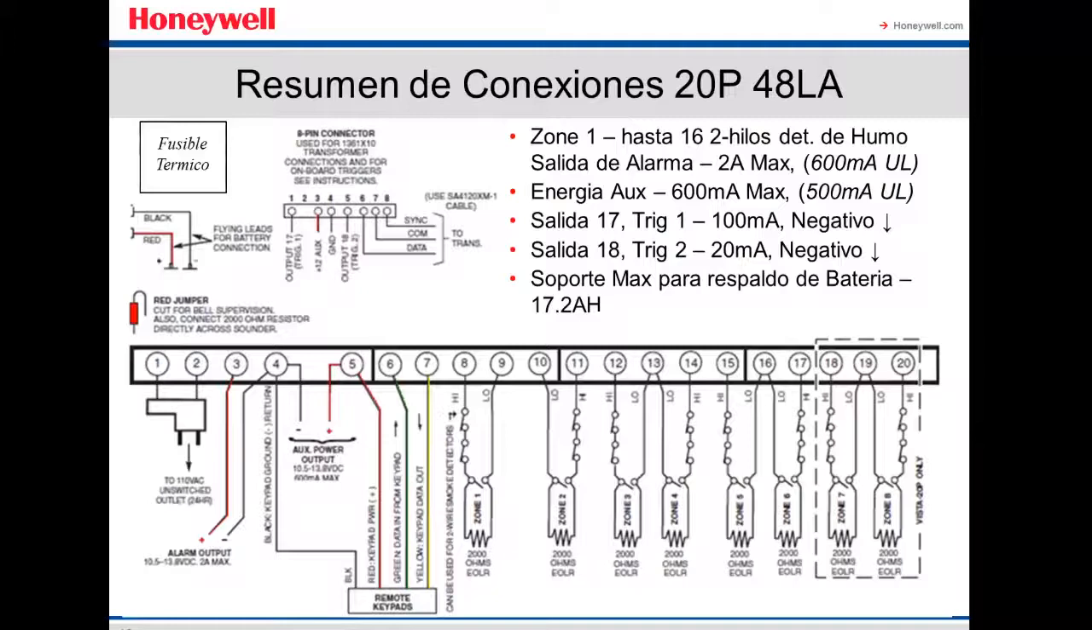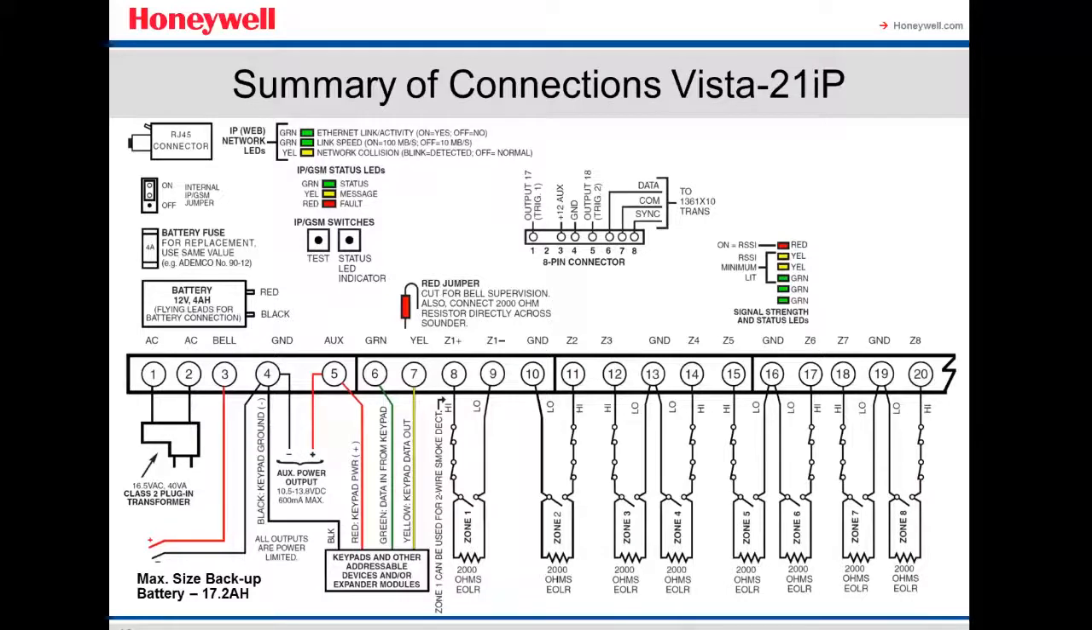Okay, this is the 20P and 40LA, and this is the 21P IP. The main difference is at the top left, the RJ45 connector, which is the IP, the internet, which the other one doesn't have. So this panel can go to the internet right away. It doesn't need any other device, like any other communicator, like the other ones.